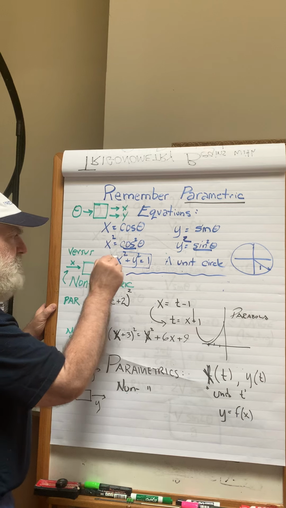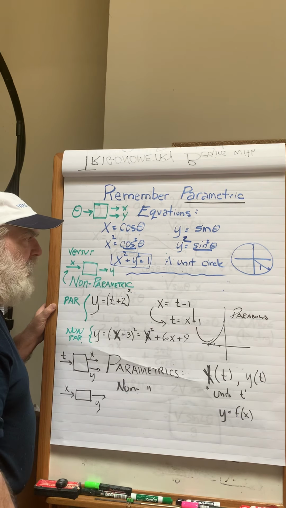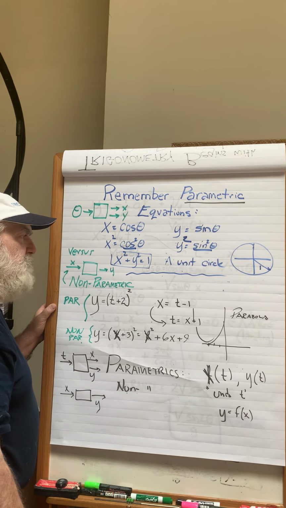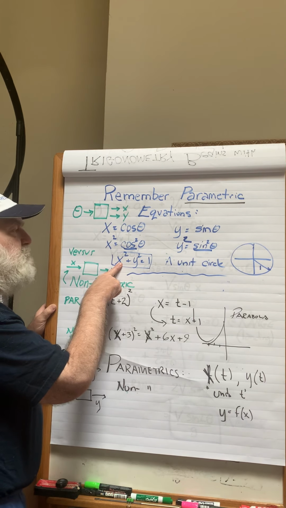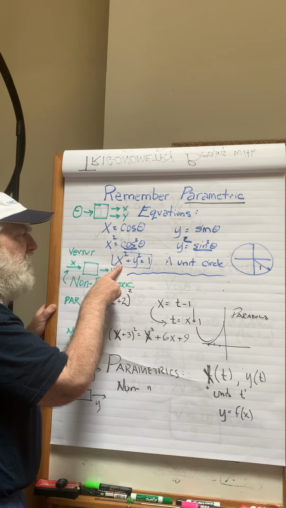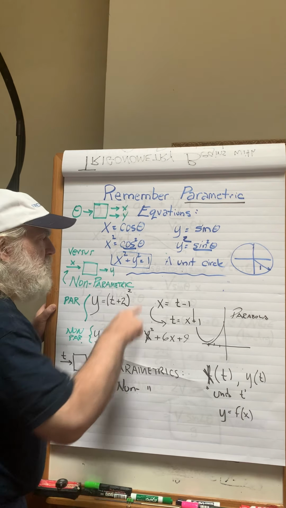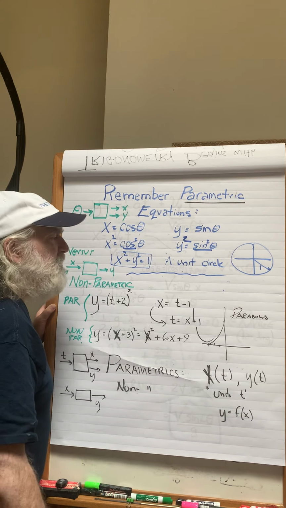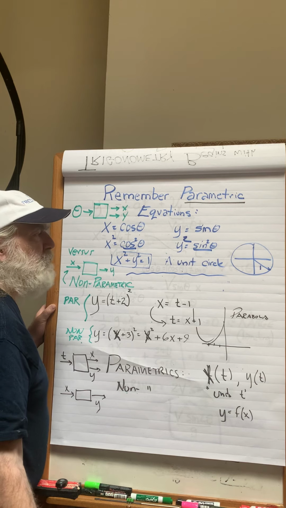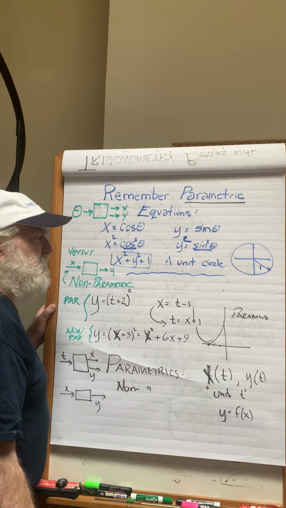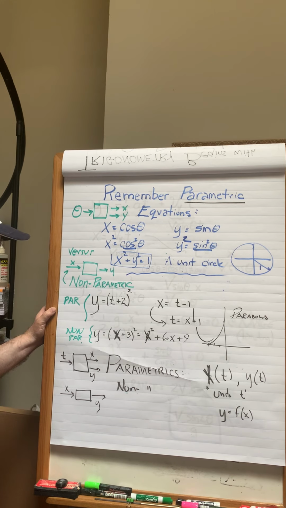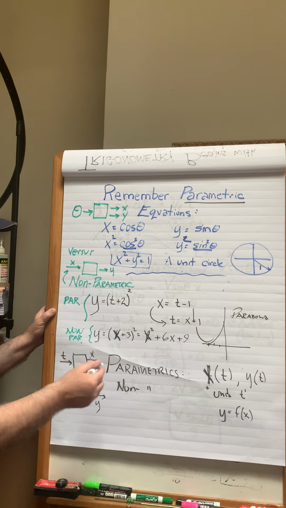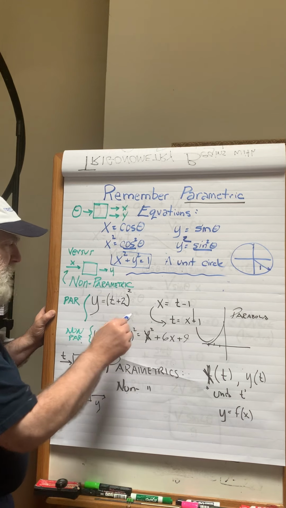Non-parametric form means I come in with x and I can figure out y. So, if x were 0.5, I could come in with 0.5, square it, and get 0.25, and then y squared would be 1 minus 0.25, which is 0.75, and I'd have to take the square root of 0.75 to get the answer, 0.8-something, no doubt.